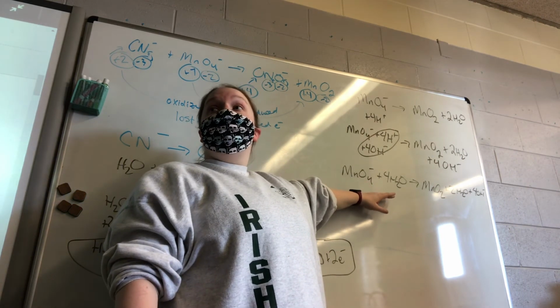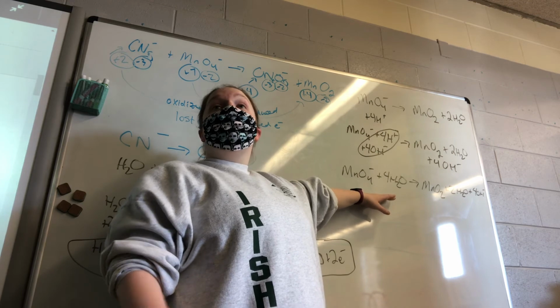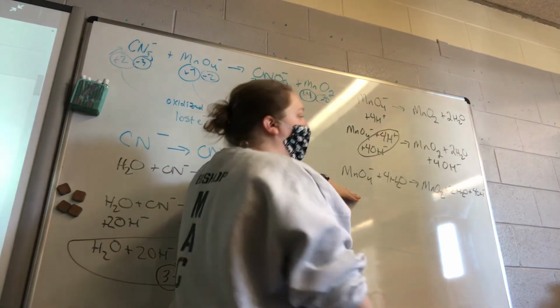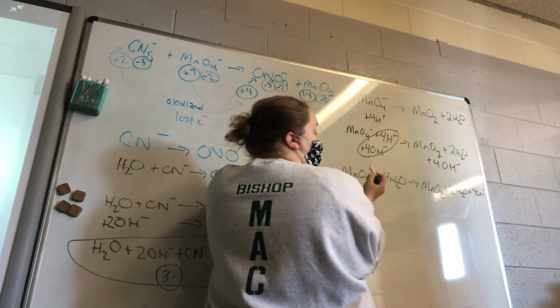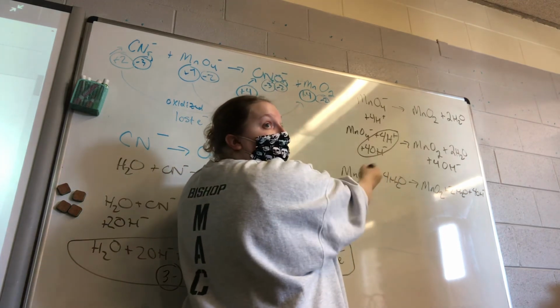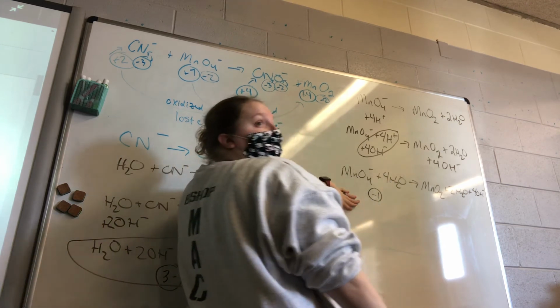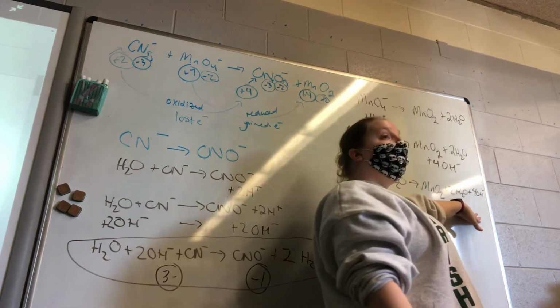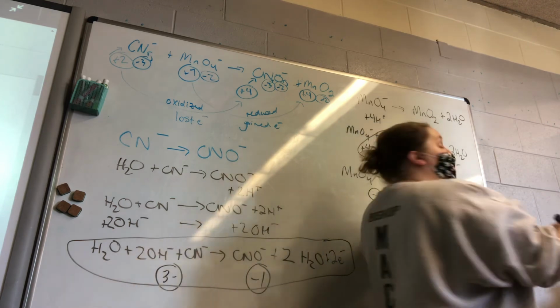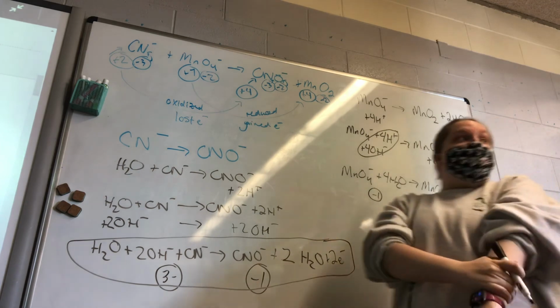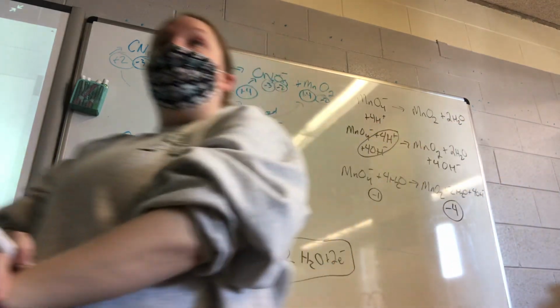Here we are. What should we do next? Why don't we balance charges next? Because that's what we have left. On the left, what is my total charge? Do you see the -1 and only the -1? Yeah. On the right, what is my total charge? -4. You have 4 OH minuses, which means -4.